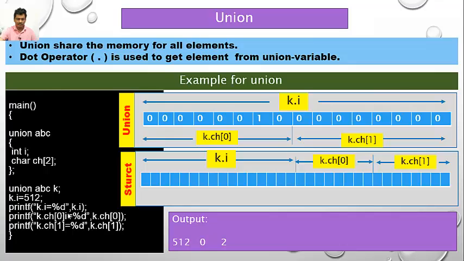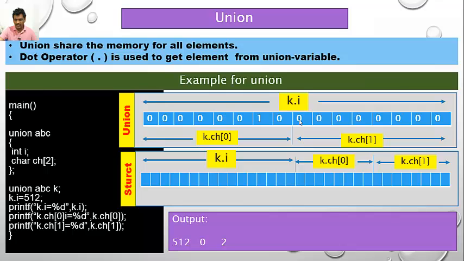So it displays 512. If we print k.ch[0] with %d, what is the value of k.ch[0]? This is the area of k.ch[0], that is 00000010. The first byte is the location for k.ch[0]. What is the equivalent decimal? 10 is binary. What is the decimal equivalent? 2. 10 is the binary equivalent of decimal 2. So this location is 2.